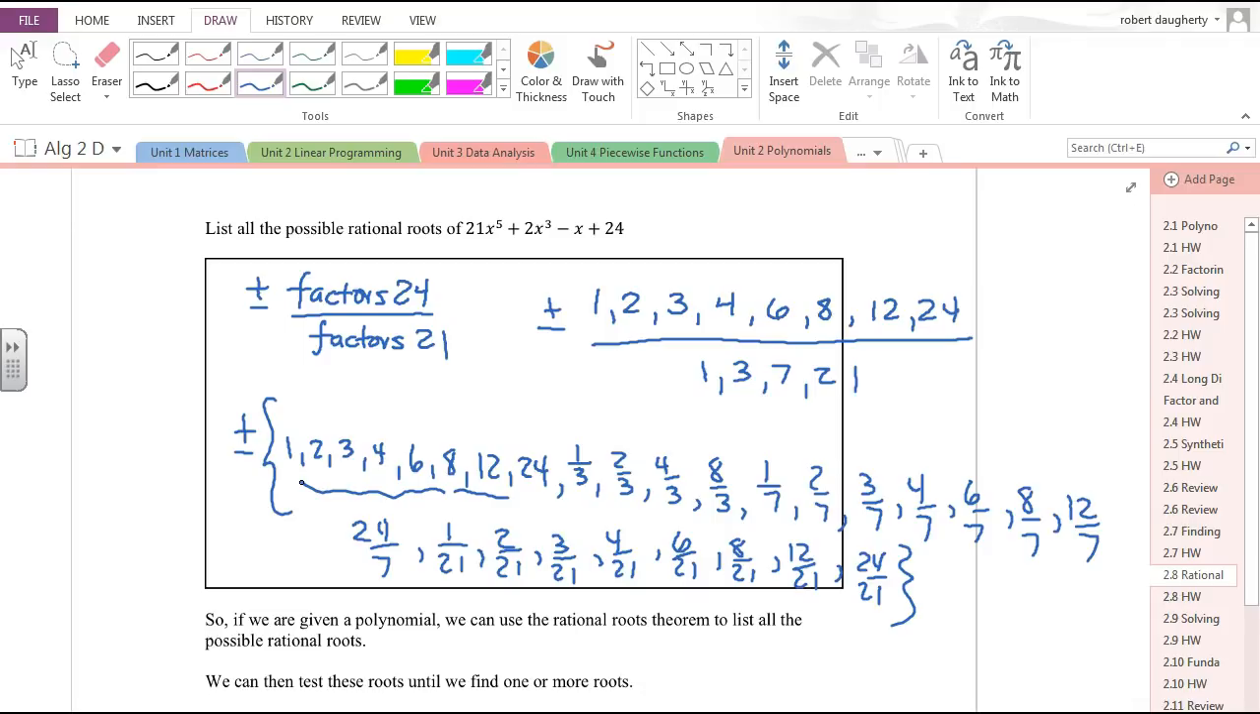Yes? You're right. 3/21 is 1/7, which is right there. It just saves you from writing that one down, but I won't count off if you write it twice. I just tended to miss that one, and I think this would simplify as well. That's 8/21, I mean 8/7, which I already have. But you're okay to not simplify for this.